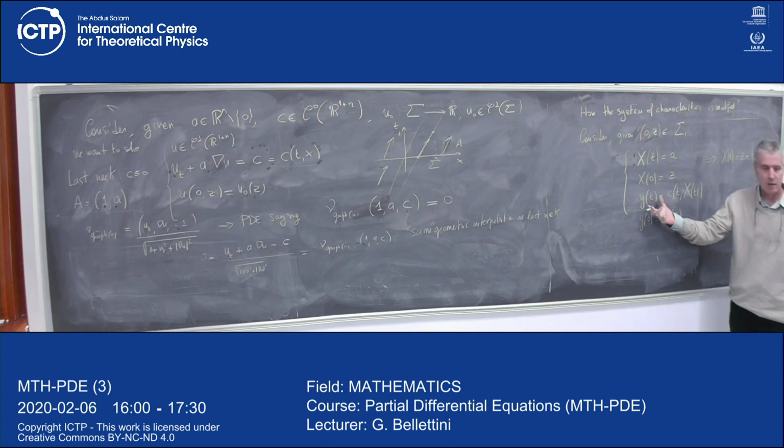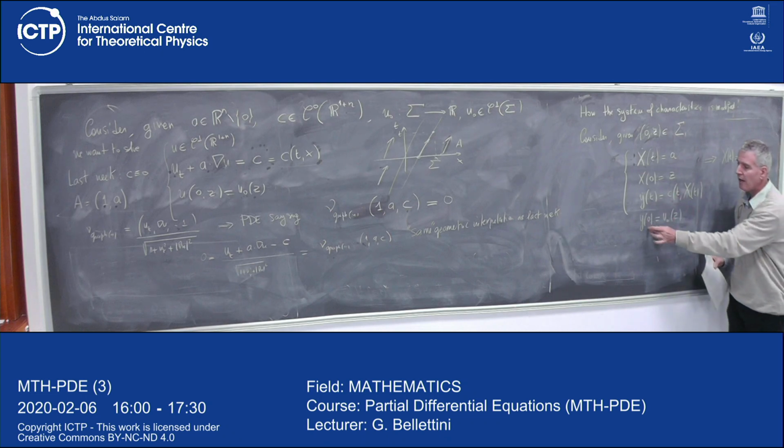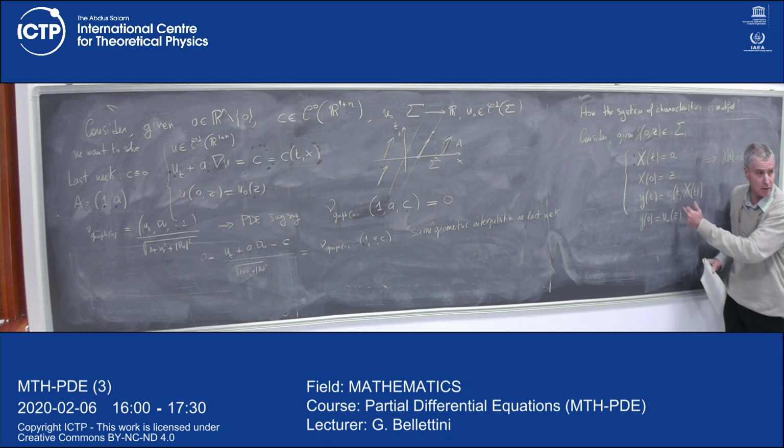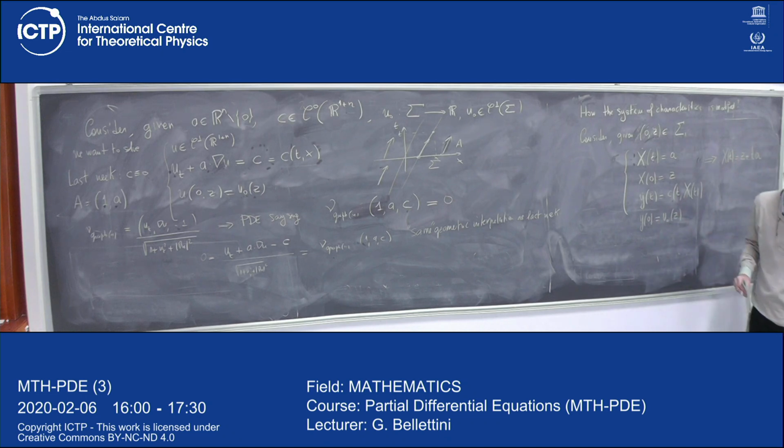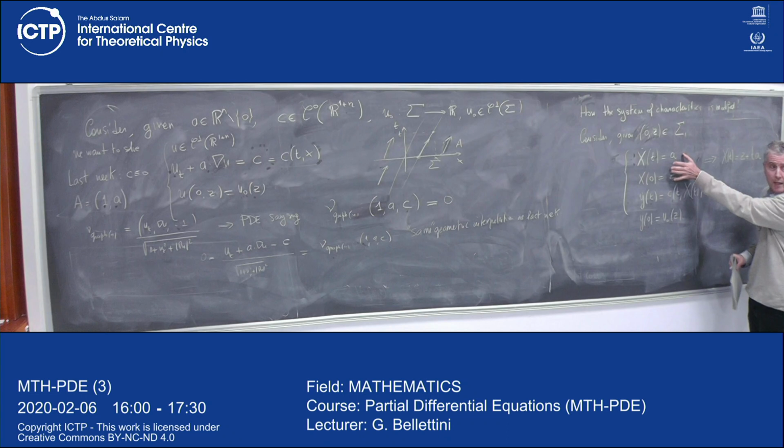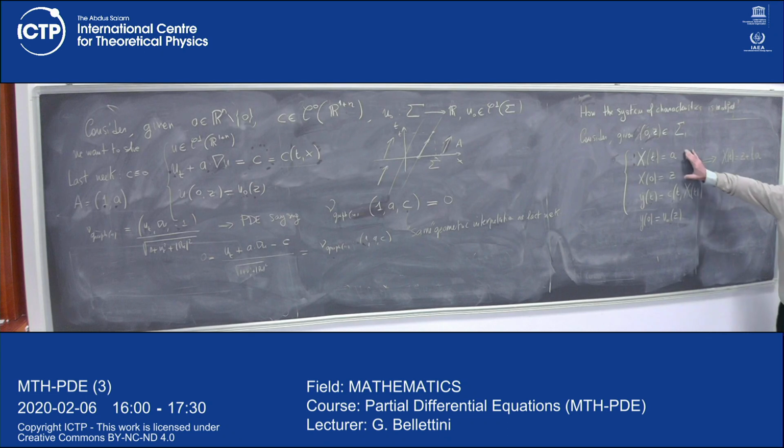What changes here is that this equation is less trivial than last time. Because last time it was y dot equals 0. No? Last time this was 0. And therefore, y was constant equal to 0 of z. You remember? Now it's not true anymore. y is not constant anymore, but still, this is not really an ODE. This does not depend on y, it's very convenient. It can be solved independently, immediately. Once you have solved this, you put x here and you get y of t.